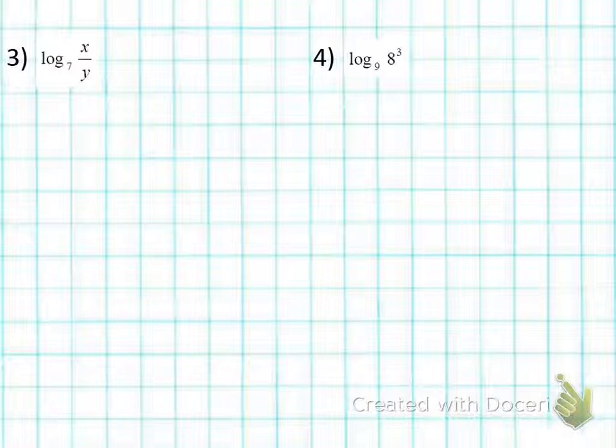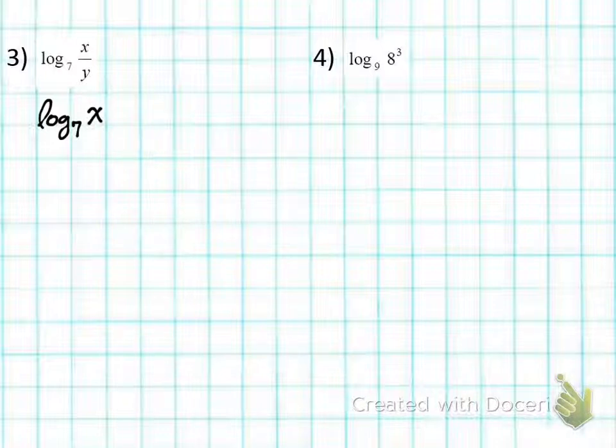What property can you apply to this problem? Quotient property, right? So we're doing this one together, so please write along with me. You're going to be writing the original problem, then you're going to write log base, and keep the same base of 7. Then we're going to take the numerator, x, applying the quotient property.